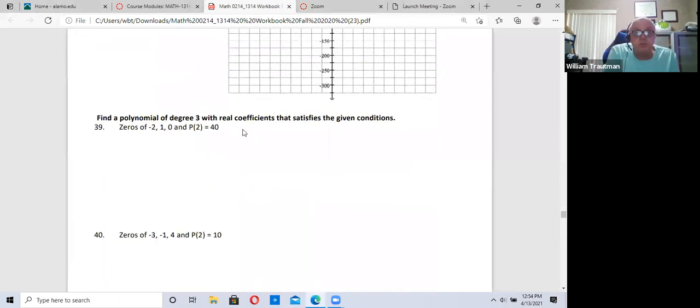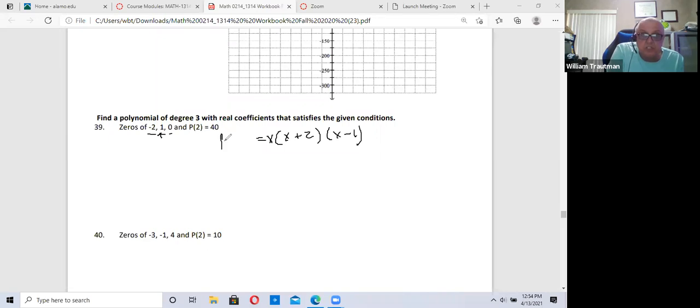Find a polynomial of degree 3 with real coefficients that satisfies the given equation. All right, so we have zeros at -2, 1, and 0. In other words, you're going to write an equation. At -2, that means you put a plus 2 inside. For positive 1, you put a -1 inside. For 0, you just put an x, and normally you put the x in front. So we have all 3 zeros in our equation.